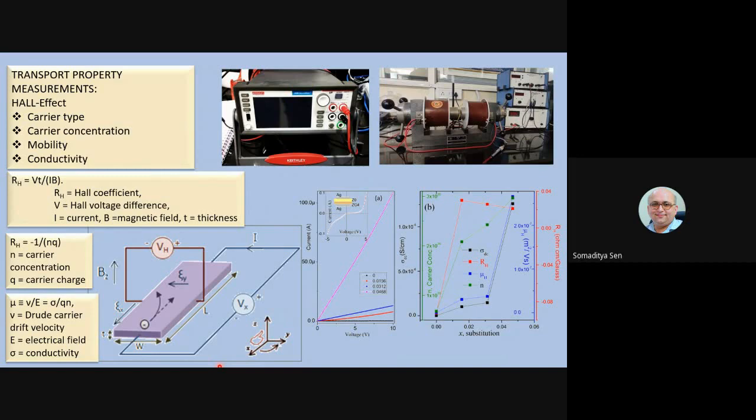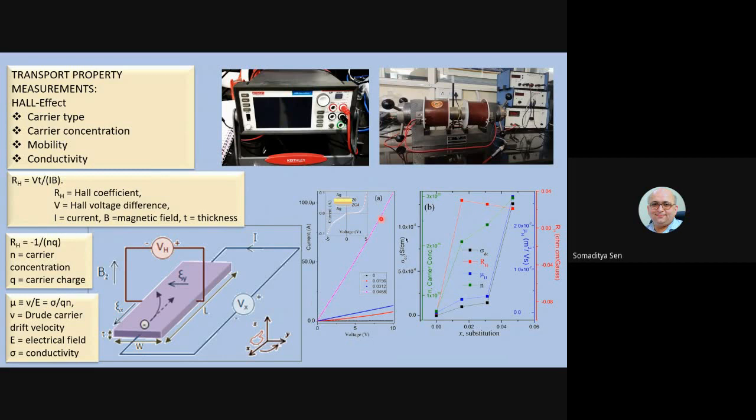If it is an intrinsic material, both holes and electrons are present, they will go to the same side, but they will neutralize each other. There will be no Hall voltage. But if it is a doped extrinsic type, then the majority carriers will dominate, and then we will find the voltage that has been generated.